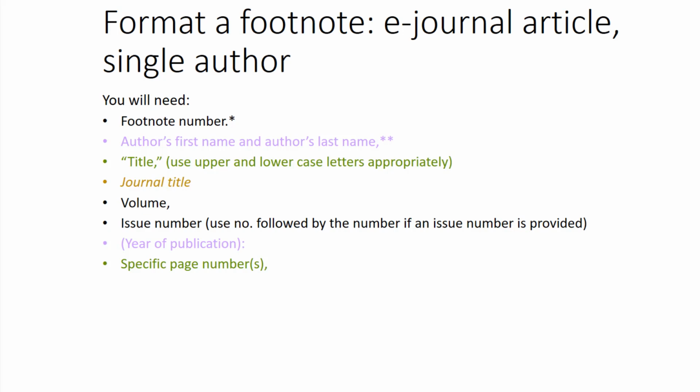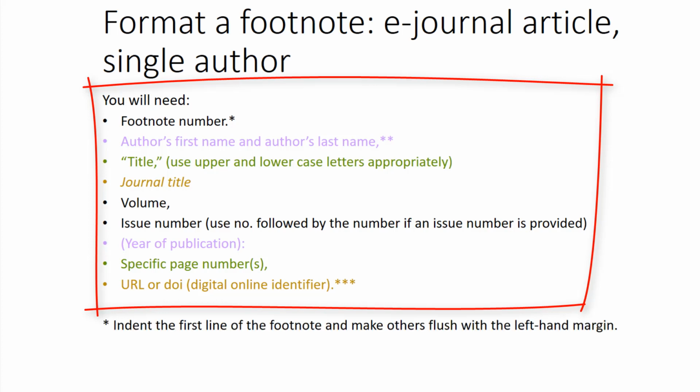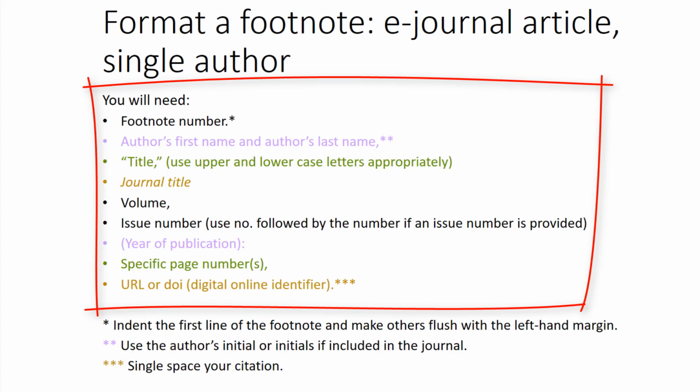Then, the specific page number or numbers upon which the information being cited appears in the journal article, followed by a comma. And finally, because the article is published online, the URL or the DOI, the Digital Online Identifier, followed by a period. Indent the first line of the footnote and make others flush with the left-hand margin. Use the author's initial or initials if included in the journal, and single-space your citation.